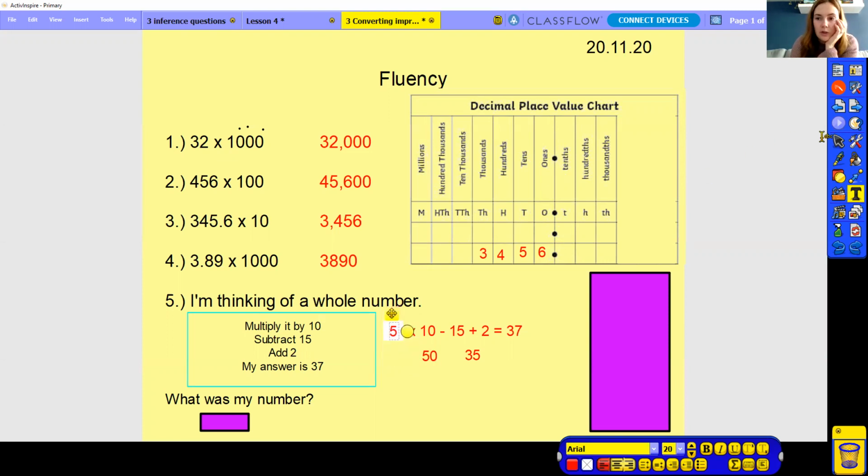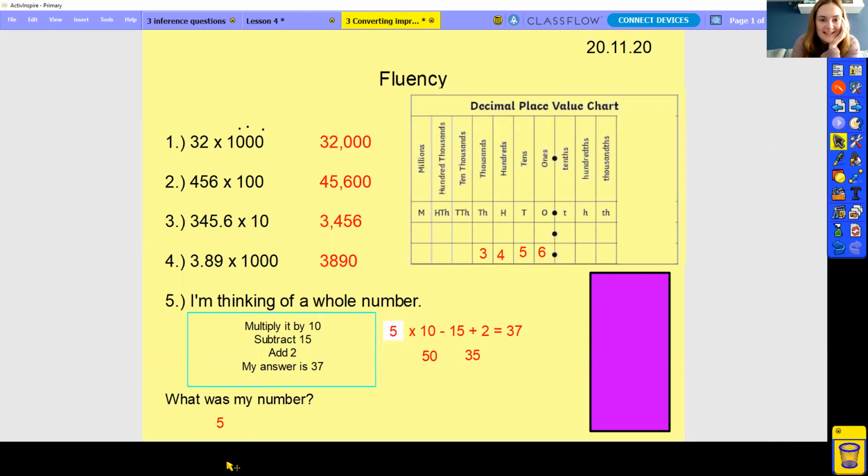So our answer should be 5. Let's double check. And yes, it is 5. So well done on those. Can you please make sure you've marked them so we can see how you've done on your fluency target for today? Okay. Right, let's move on to the lesson itself.